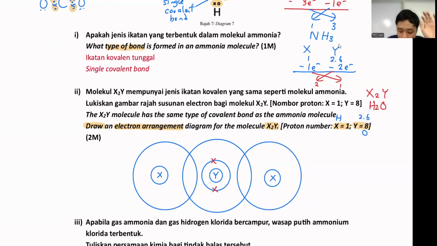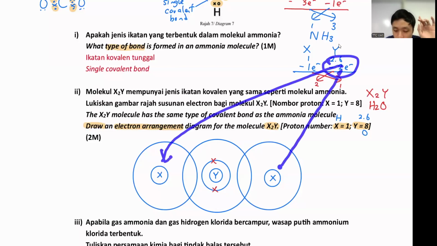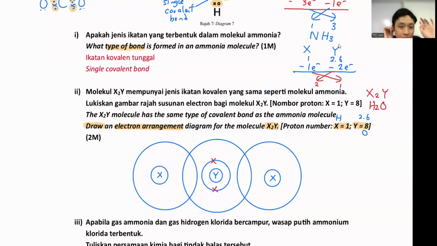So I draw first, because it will share only one, right? Each X only will share one. Each Y also will share two. But the two means it will share one to the first X, and it will share another electron to the second X. So each only shares one. So it means I just draw one.